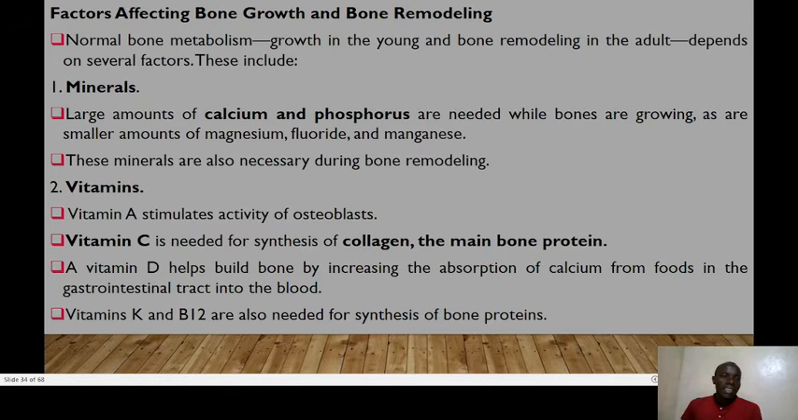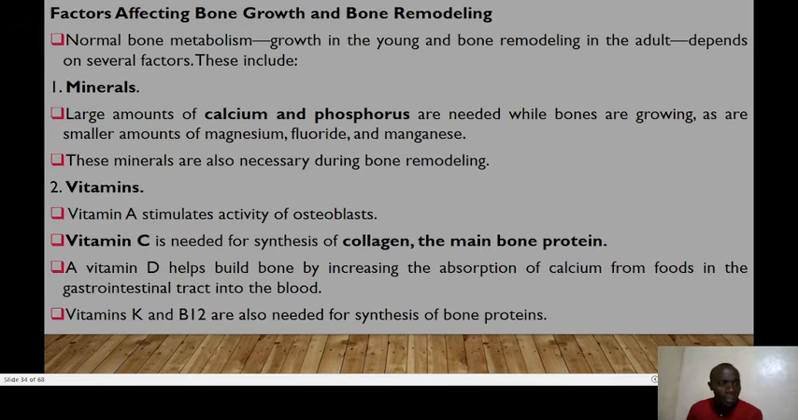So guys, what are the factors affecting bone growth and bone remodeling? Well, normal bone metabolism, that is the growth in young and bone remodeling in adults, depends on a number of factors. We'll be mentioning three, starting with number one, minerals. Large amounts of minerals such as calcium and phosphorus are needed while bones are growing, as well as small amounts of magnesium, fluoride, and manganese. These minerals are also necessary during bone remodeling.